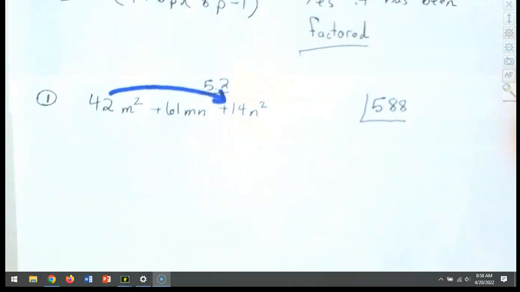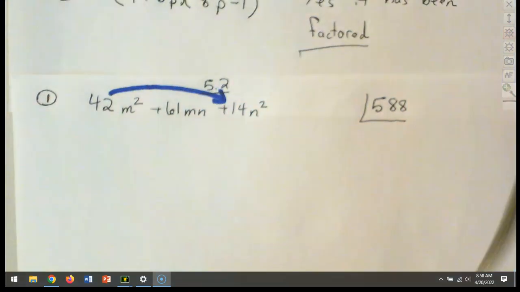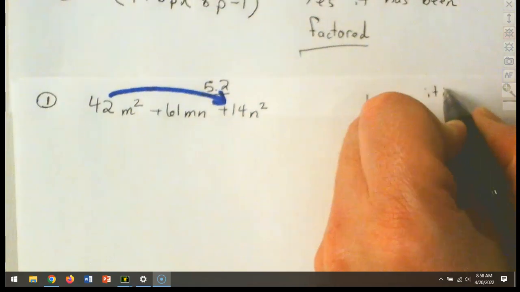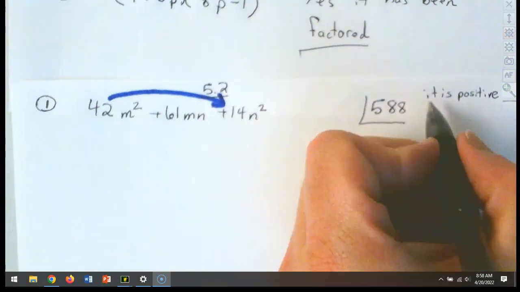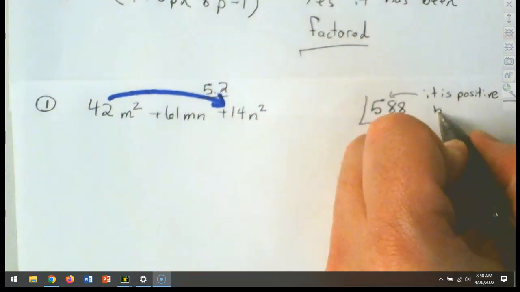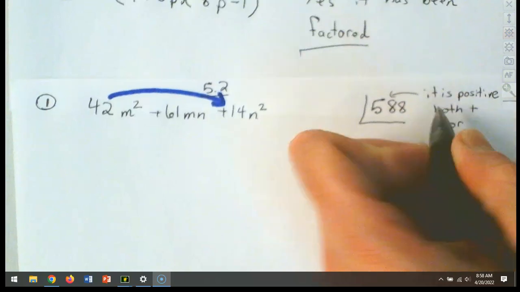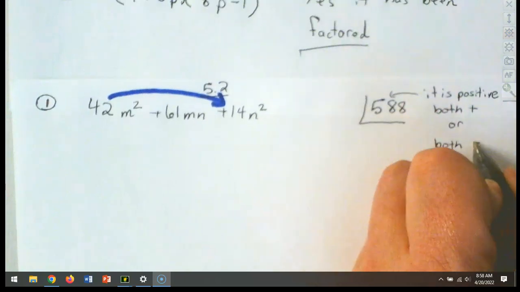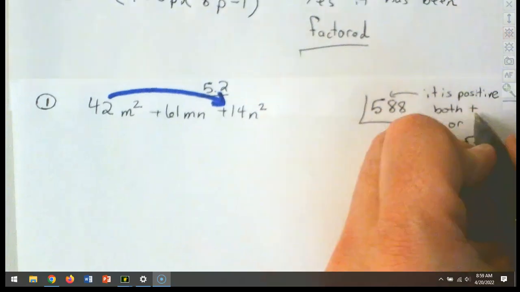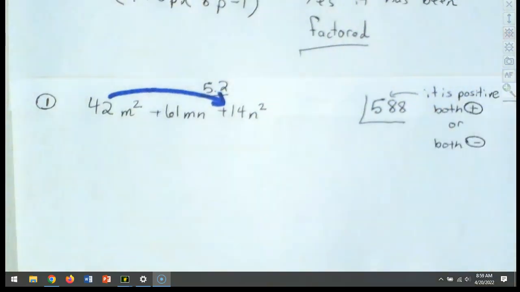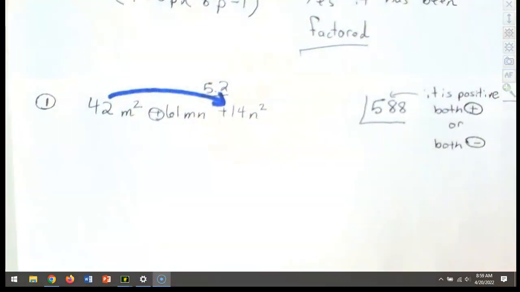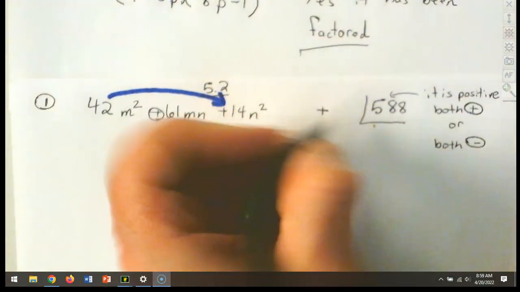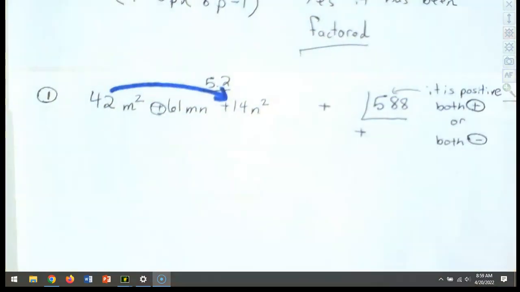Now, what do we know about that 588? Okay, 588 is positive, so that means they are either both positive or both negative. So that's the first thing we do, we look at our signs and try to figure out what it's going to be. Now we look at the sign in the middle. Okay, what's our sign in the middle? Positive. So that means these are both going to be positives.